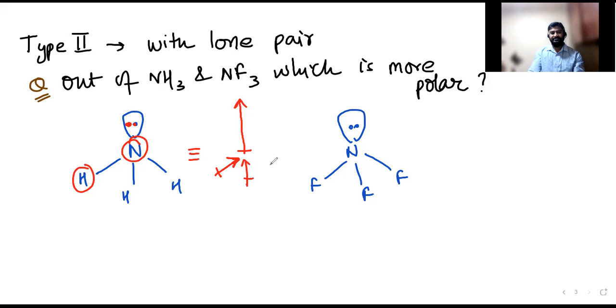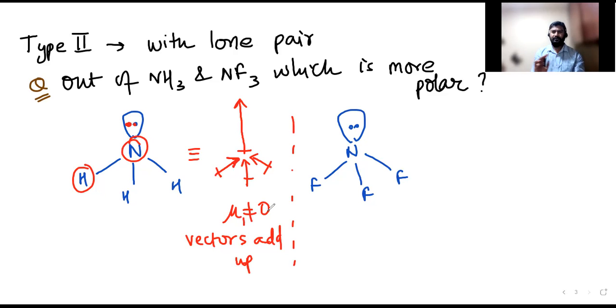Here also, towards nitrogen. Here also towards nitrogen, right? So mu in total will not be 0, because here the vectors add up. The vectors are adding to each other. So as a result, mu1 will be a non-zero value. Okay, let's do the same for the next diagram we have, shall we?